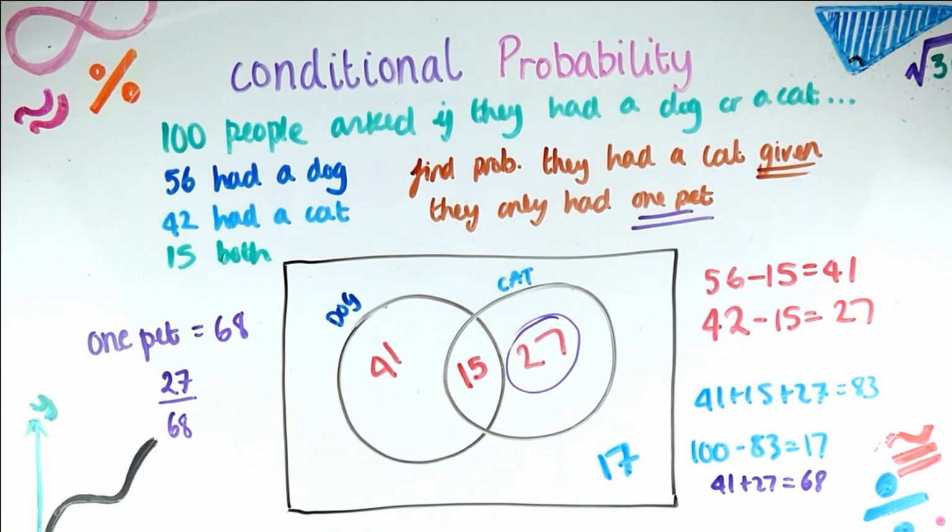So there we have an example of conditional probability. It can be a bit tricky, so you've just got to think quite logically about it.